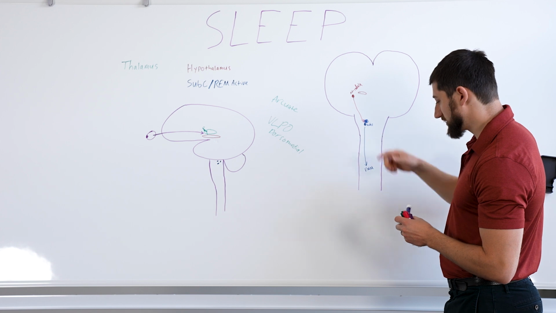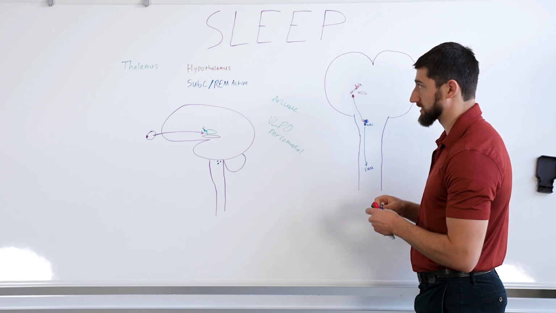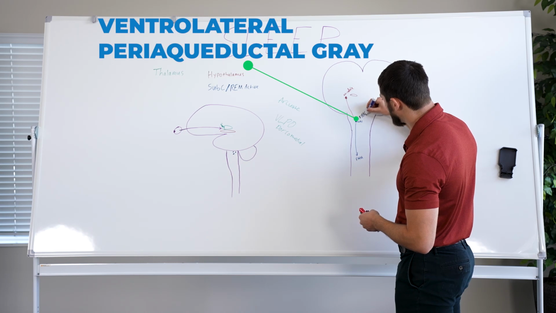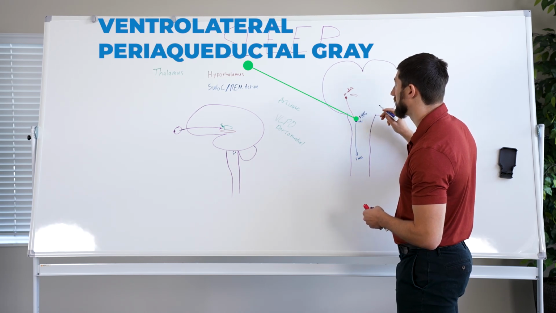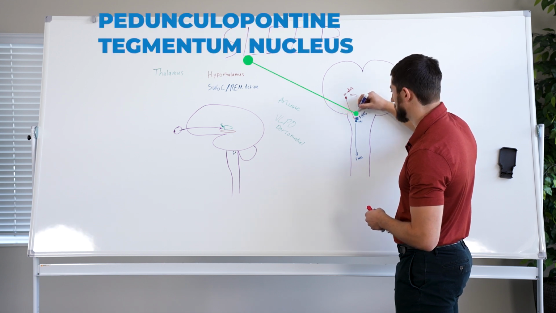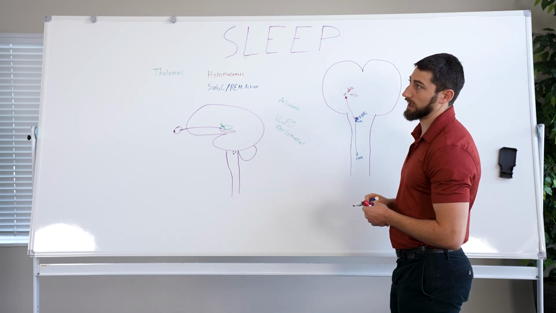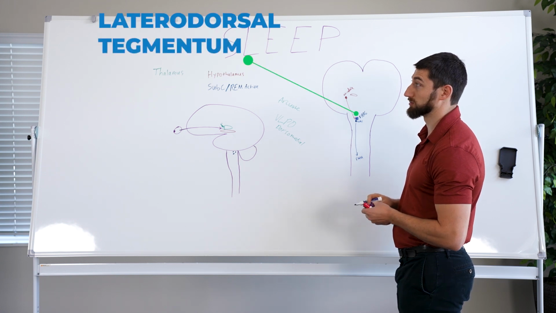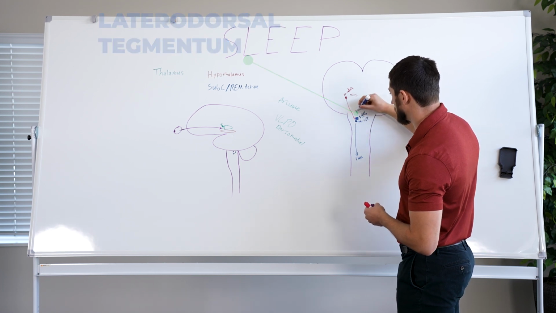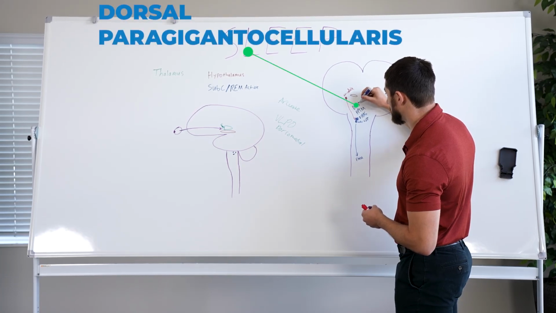Now, the sub-C isn't the only thing that initiates REM sleep. You've got a couple things that help transition into it. So you've got the ventral lateral periaqueductal gray, and then you have the pedunculopontine tegmental nucleus. I don't want to write that one out. Then you have the dorsal paragigantocellular nucleus and the lateral dorsal tegmental nucleus. That one's a little easier, the LDT. We'll say pedunculopontine tegmental nucleus, and then dorsal paragigantocellular nucleus is DPGi.